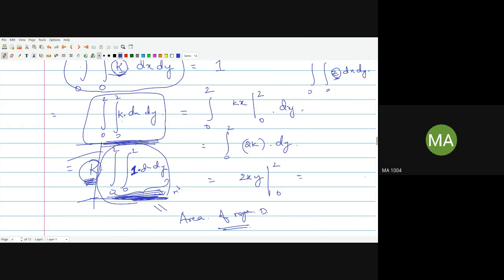The units will be meter cube, but whatever value you get will be equal to the area of the region. You don't need to compute this. The whole value, counting k as well, is the volume, right? If you multiply by k, you will get the exact volume.